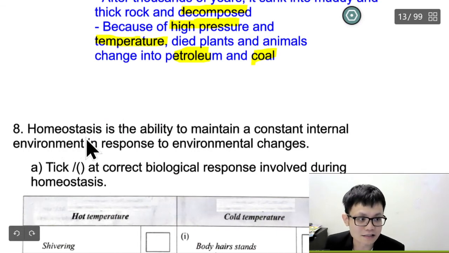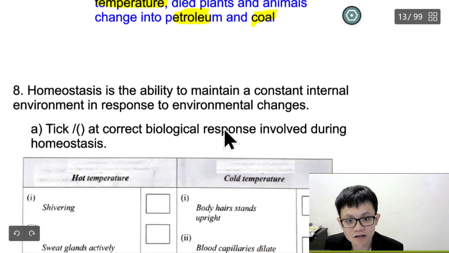Okay, next question. So homeostasis is the ability to maintain a constant internal environment in response to environment changes.